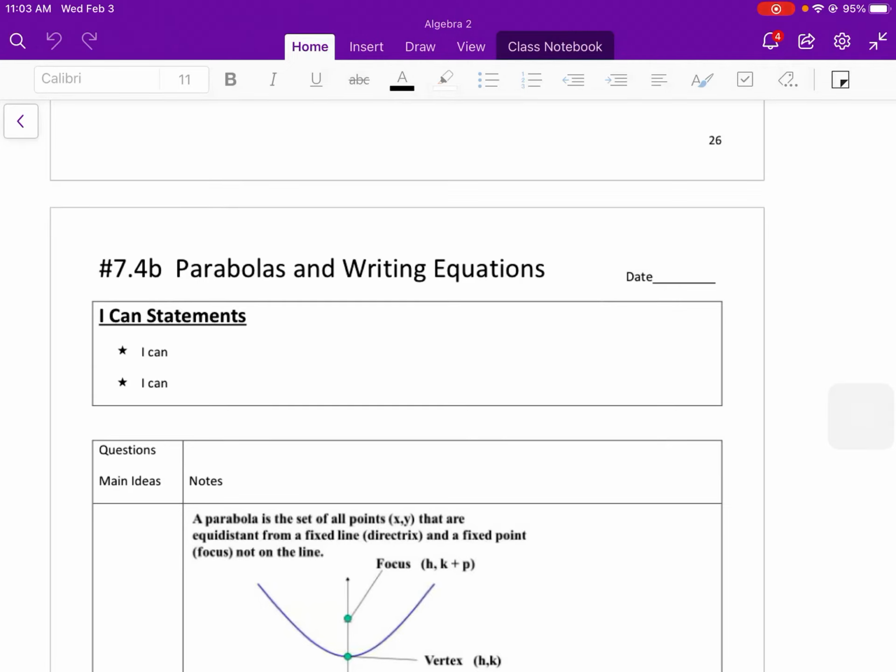Hey again, class. So this is 7.4b, Parabolas and Writing Equations, but now they will be shifted at the (h, k) for the vertex.